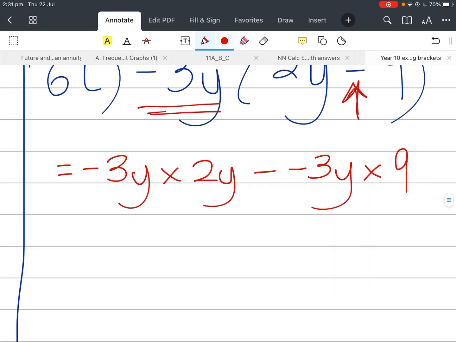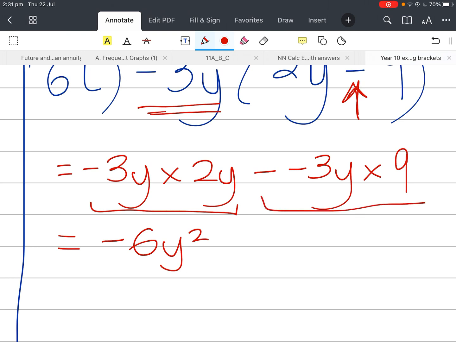Doesn't make any difference. You should get the same answer. So doing these two first, -3y times 2y. So what's -3 times 2? Well, a negative times a positive is a negative. 3 times 2 is 6. y times y is y squared.